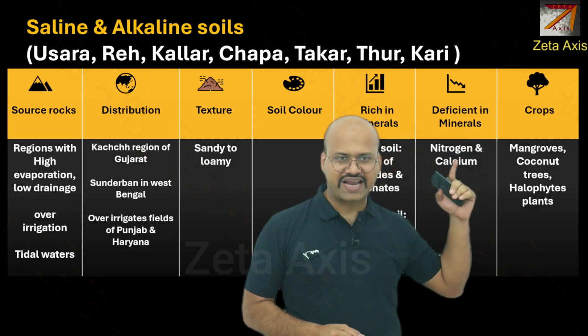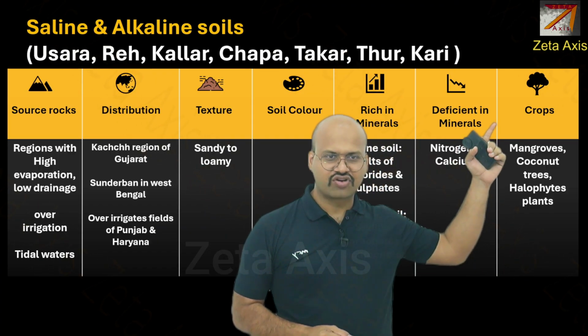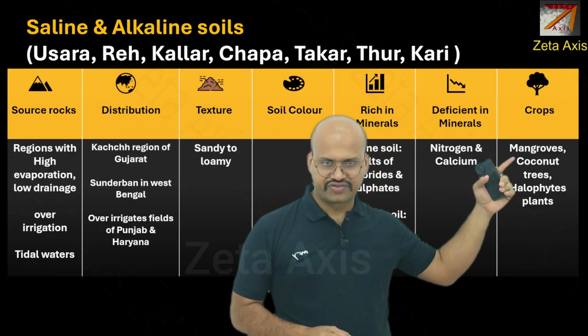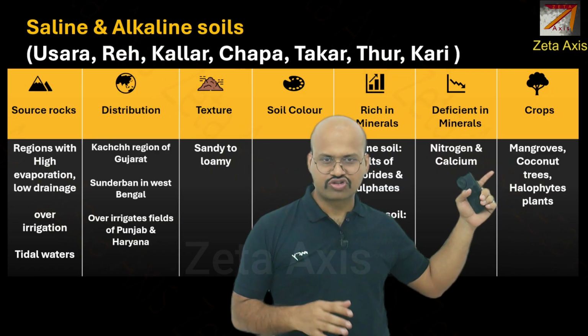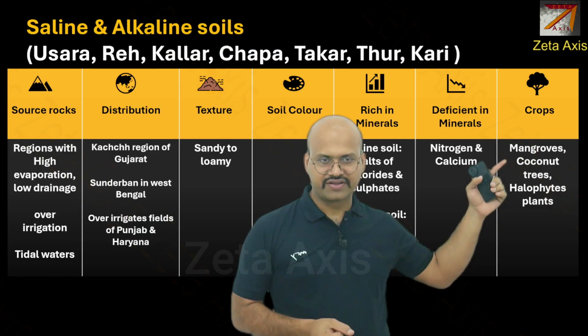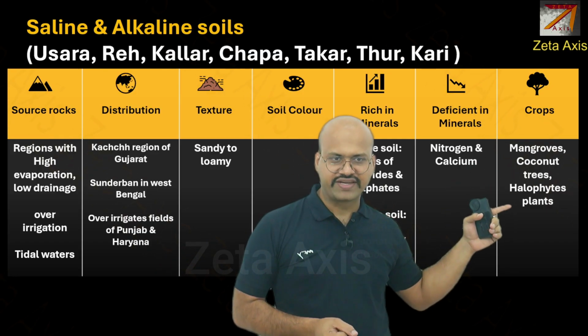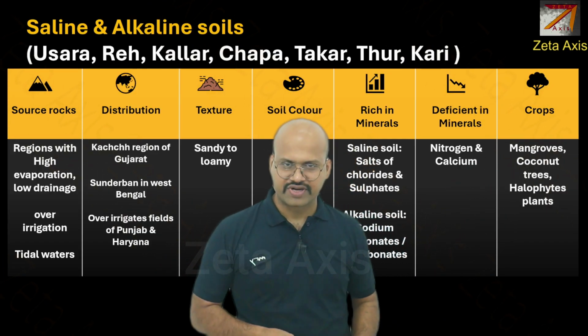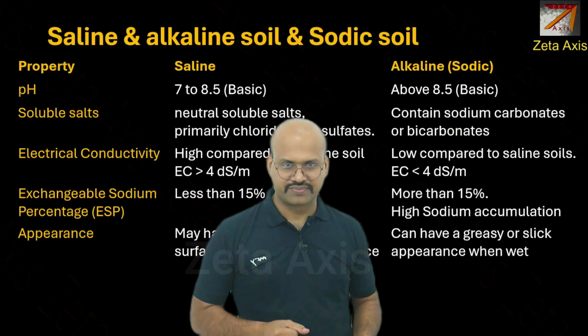It is deficient in nitrogen and calcium. If you see the crops which grow here, then mangrove crops are best suited, but they also require a marshy environment. Then we have coconut trees, and halophytes are also plants which are well adapted to saline ecosystems.